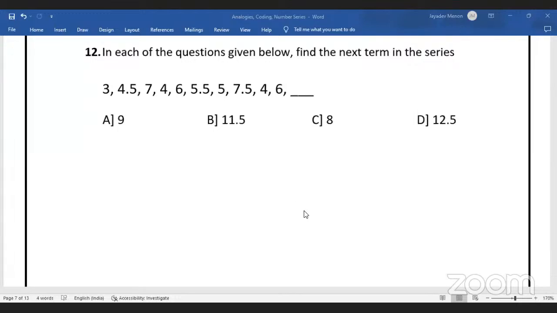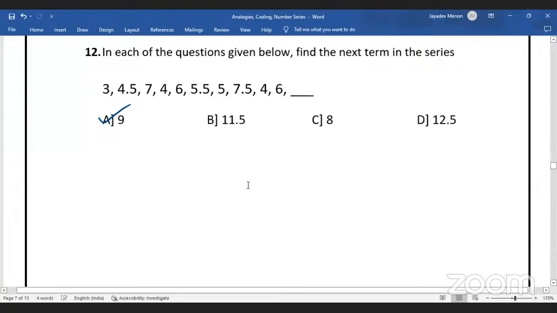It's not 8. Not 11.5. Yes. Very good, Merita. The answer is 9. Option A. Answer is option A, 9.